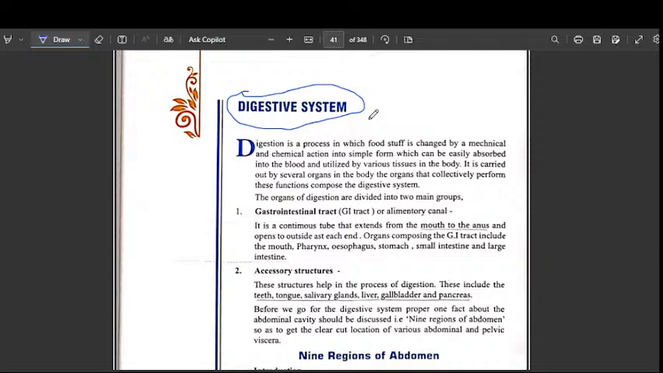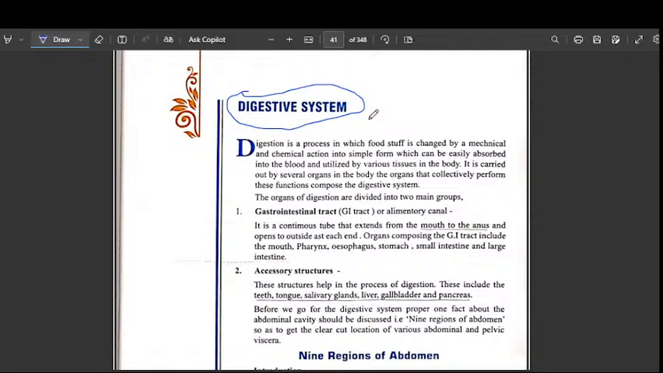It is carried out by several organs in the body. The organs that collectively perform these functions compose the digestive system. Means the total organ system, that may be stomach, liver, gastrointestinal tract, mouth, buccal cavity, all the things are collaboratively called digestive system. The digestive system is divided into mainly two types. One is gastrointestinal tract, which in short form is GI tract or named alimentary canal, and another is accessory structures.